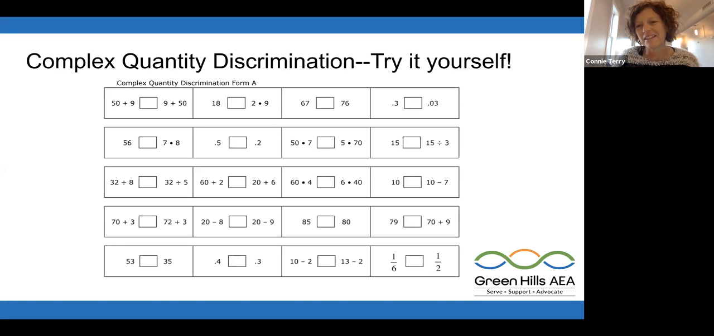Okay, I didn't set a timer. Like I said, I didn't give you the entire probe. But now let's talk like teachers. Could you give me a little bit about what you notice in this probe or questions that you have? And you may type them into the chat or unmute yourself and just ask.